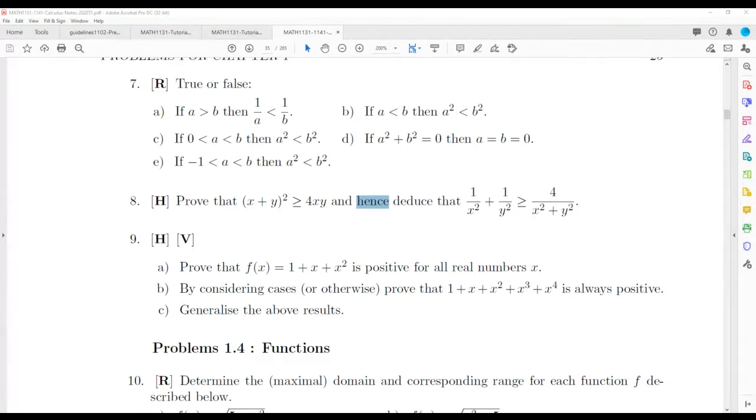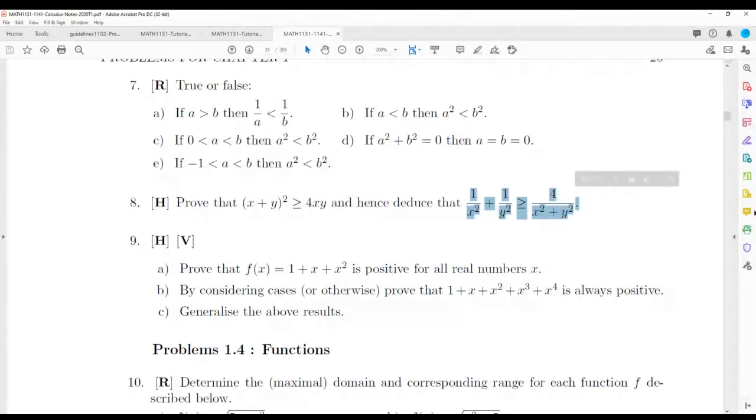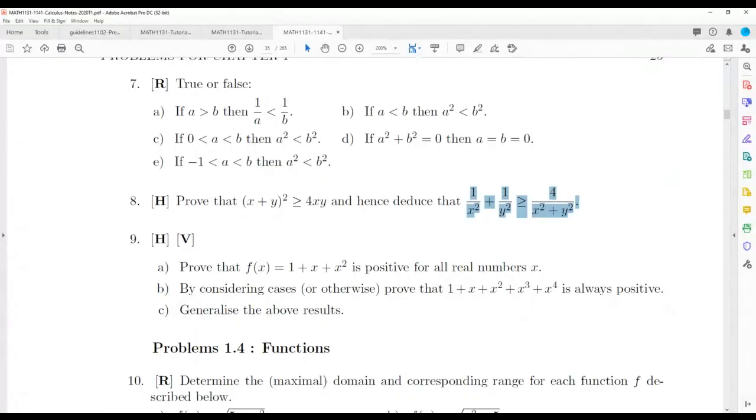Okay, Nathan, use the previous part. Brendan, using previous part. Tiffany, use what you proved. Doha, use the previous bit. Chen, use the previous answer to prove. Yes. So hence is a bit about working with what you just did. So they're giving us a clue: use this information to solve this or prove this. So let's work with it and see what we can do.